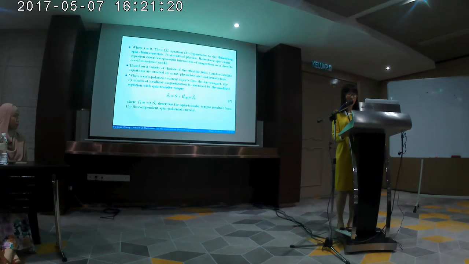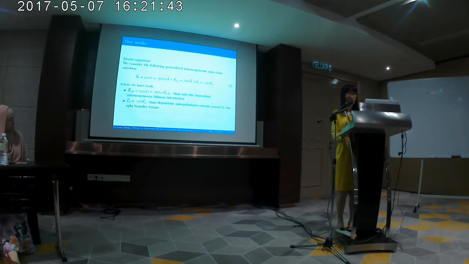When a spin-polarized current is injected into the ferromagnet, the dynamics of localized magnetization is described by the modified equation with spin transfer torque. Here, T_b equal to gamma T S_x describes the spin transfer torque resulting from the time-dependent spin-polarized current. Our model is this equation 3.